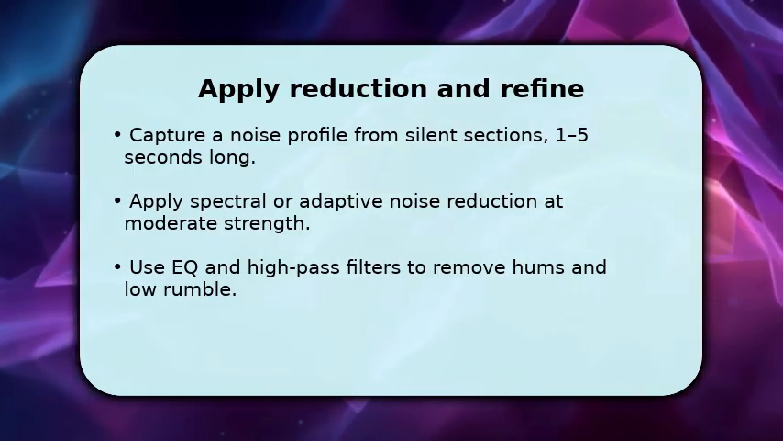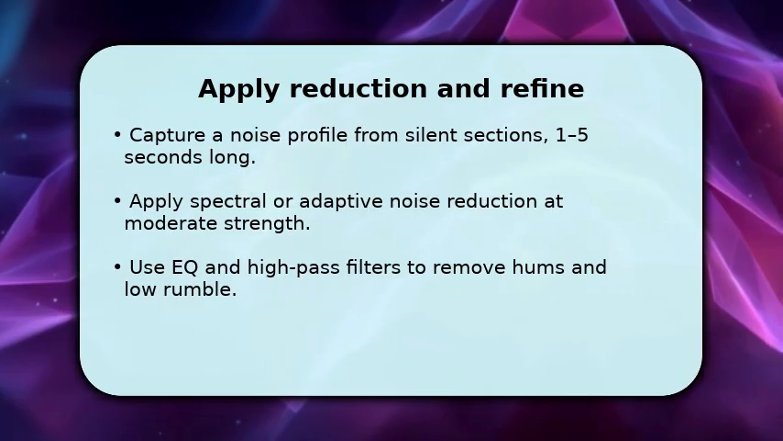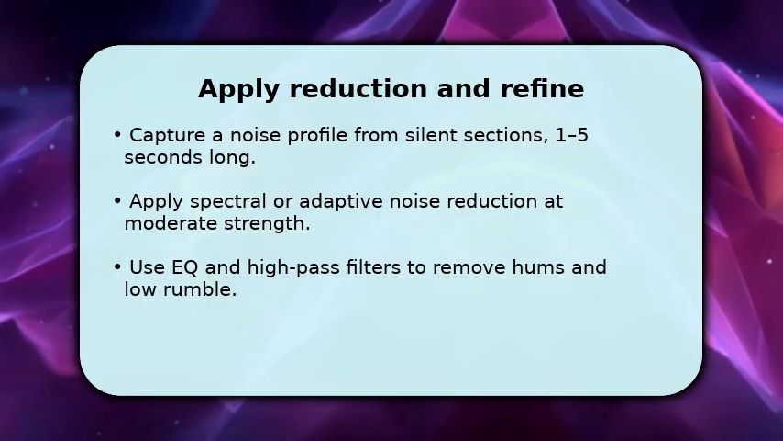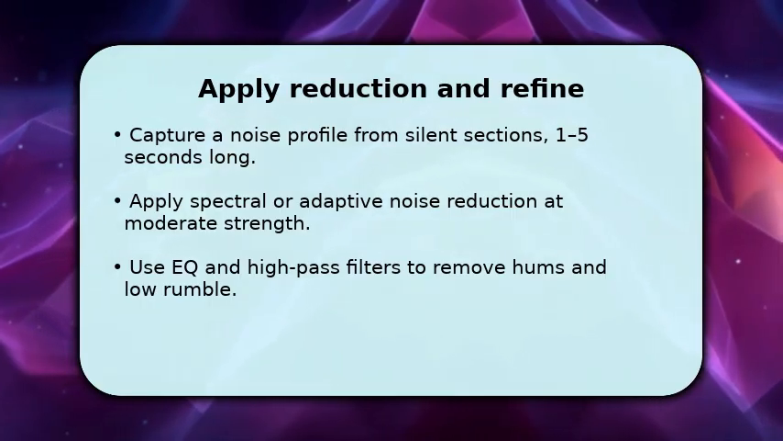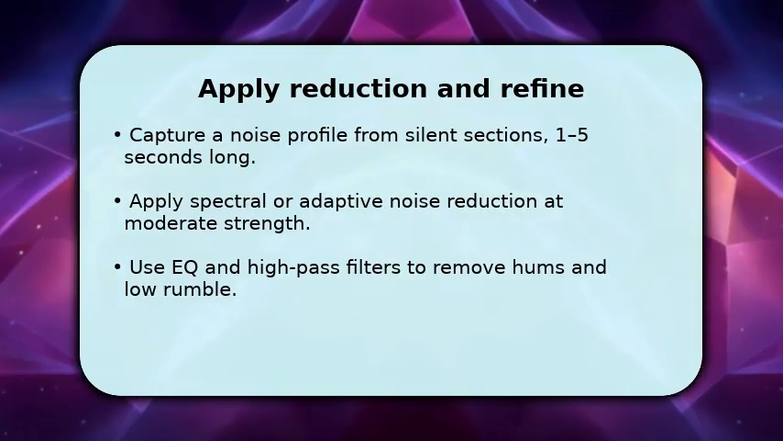After initial reduction, use spectral editing or an EQ to notch specific frequency peaks like hum at 50/60 Hz or sibilance around high mids. If necessary, apply a gentle gate for pauses and smooth transitions to avoid pumping.